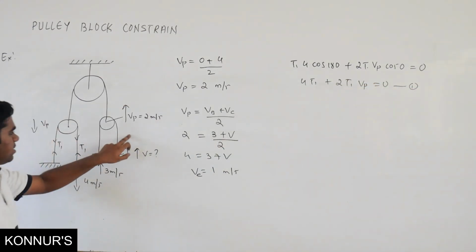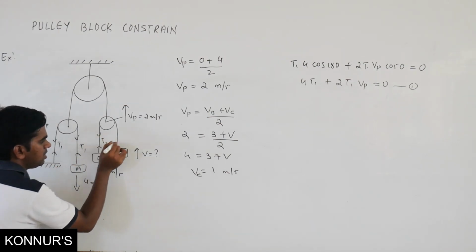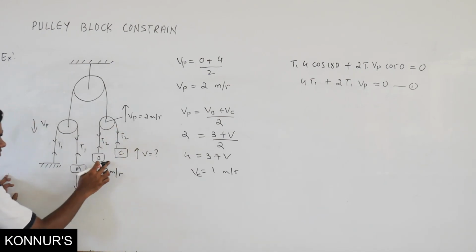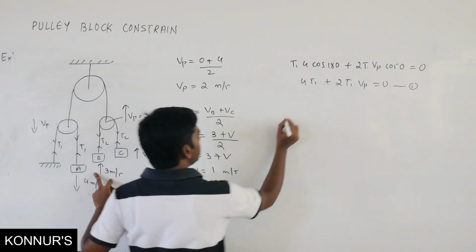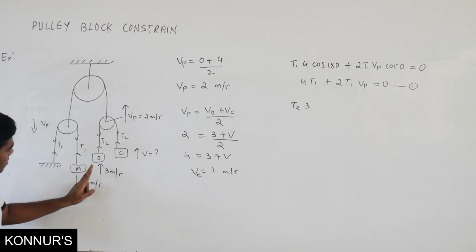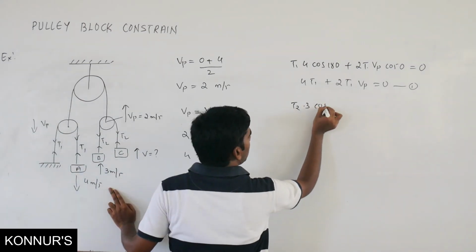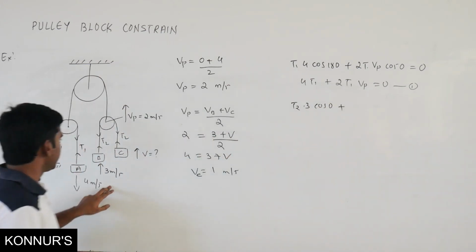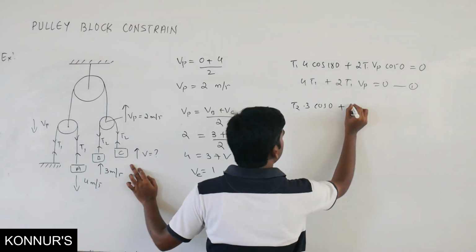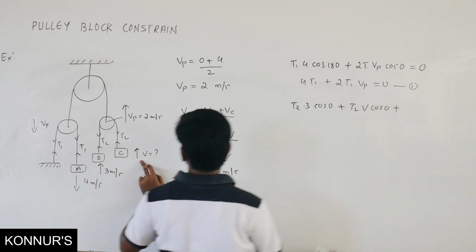Now you apply here. Tension is in this direction, but it is T2 because this is a different string. So apply for this one: T2 into 3. Tension is in the upward direction and velocity is also upward, so cos 0, plus. What about this one? Tension is also upward, so T2 V cos 0, plus.